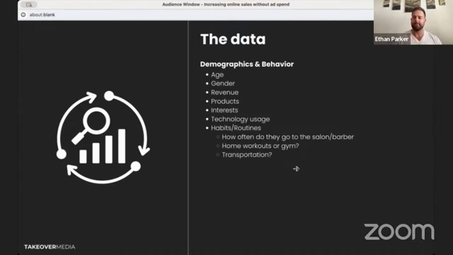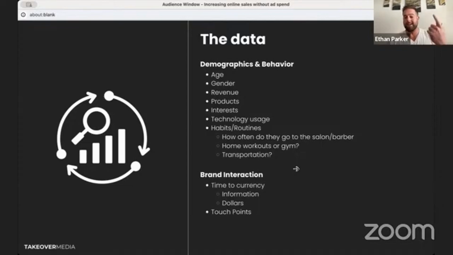Habits, routines, a few examples here. You can probably think of a lot of relevant ones for your specific industry, but I'm just throwing out some examples. And then you have some things that sometimes you don't look at as much, or you may not have software in place to measure, but there are some pretty cost-effective solutions I'll share. But like time to currency. And we want to think about currency in two forms. Currency number one is information. Currency number two is dollars.